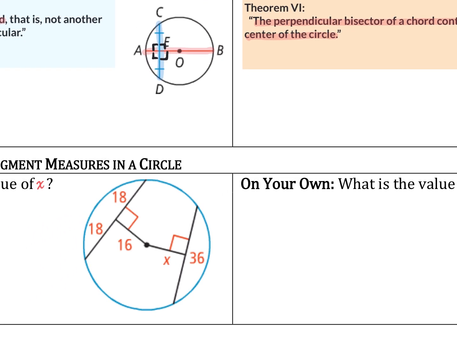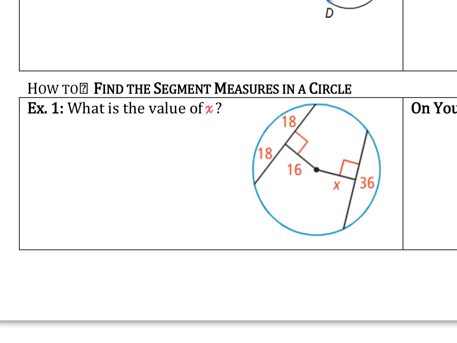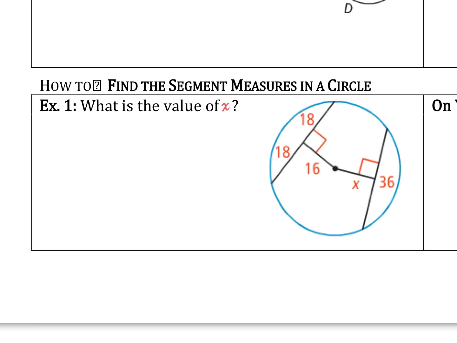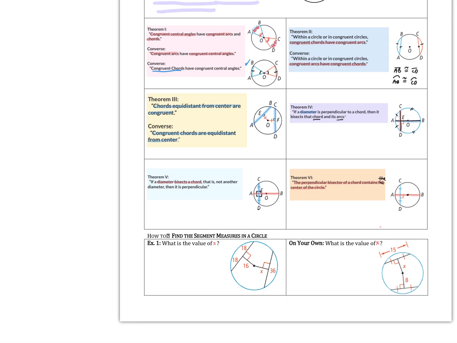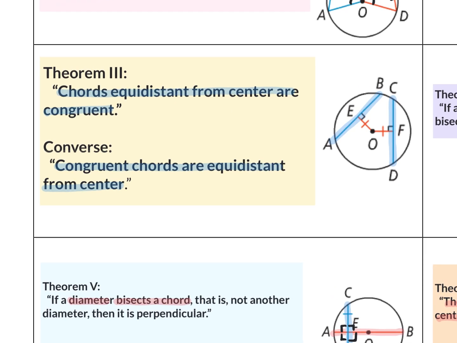Okay. Let's see some examples in here. We're going to find the segment measure in a circle. Example number 1, what is the value of x? If we look at our theorems once again, we can say that this situation is falling under theorem number 3. It talks about congruent chords that are equidistant from the center.